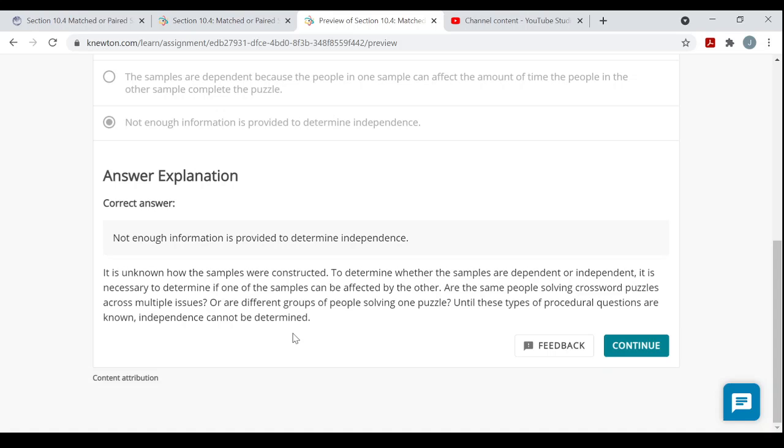Okay, so again, I'm only doing a couple of videos on these. I'm hoping this is a relatively simple objective. Once you know how the samples are collected and how they're conducting the study, do the samples have some sort of relationship, some sort of link, some sort of dependence, or do they not affect each other? That's going to be up to you to determine.